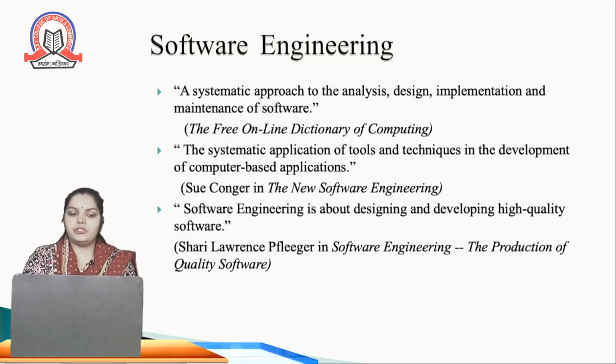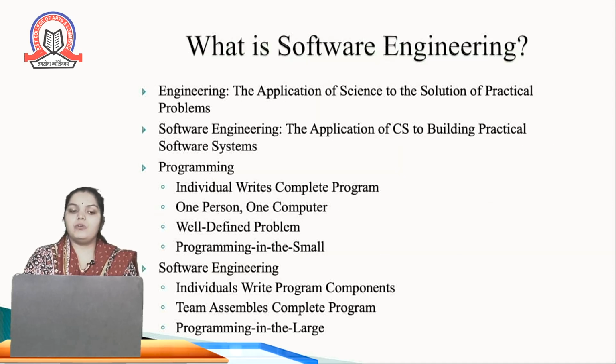What is software engineering? It is nothing but a systematic approach to the analysis, design, implementation and maintenance of software. The Free Online Dictionary of Computing defines it as the systematic application of tools and techniques in the development of computer-based applications. Software engineering is about designing and developing high quality software which gives us the applications.